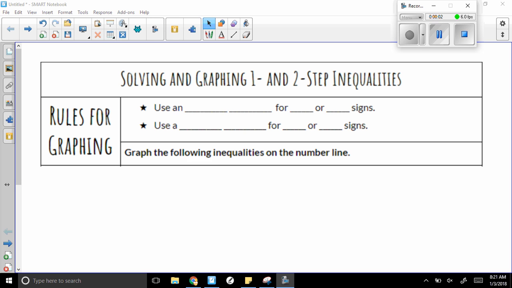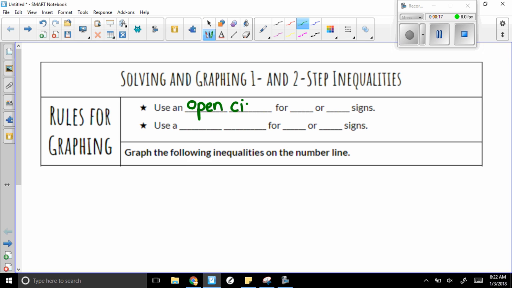Okay, today we're going to be learning about how to solve and graph 1 and 2-step inequalities. So first, let's go over some of our rules, which you should remember from graphing inequalities in past years. First, you are going to use an open circle. Fill this in with me. An open circle for less than and greater than.